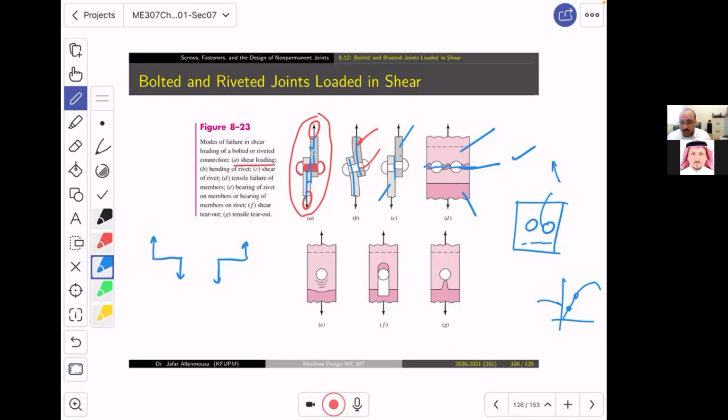It's actually going to get harder. But if you continue the loading, that stress will end up reaching the ultimate, while the stress here might reach yielding, and that's why you get failure of the member.